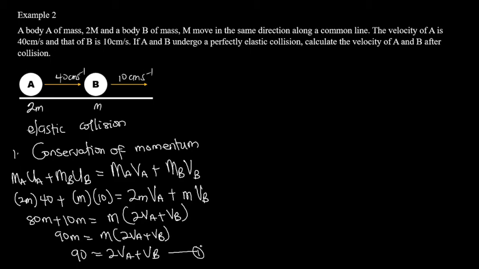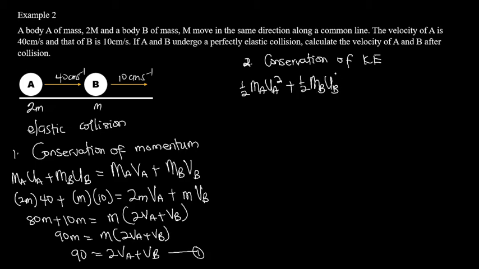Alright, now let's look at the conservation of kinetic energy for this particular example. The second equation that we are going to get is the conservation of kinetic energy, which means we use the same formula, but we just add half m_A u_A squared, plus half m_B u_B squared, to be equal to half m_A v_A squared plus half m_B v_B squared.